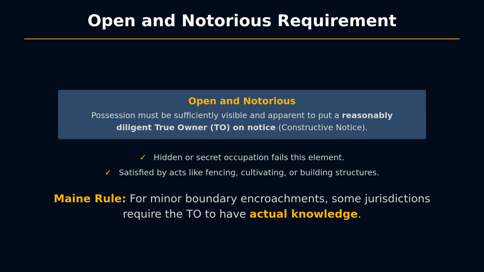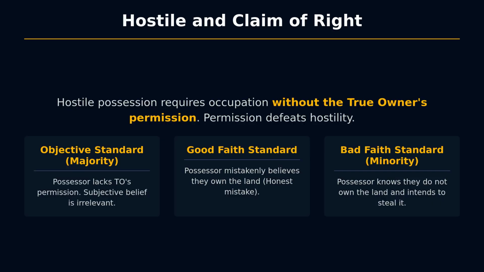In cases of minor boundary line encroachments, some jurisdictions, following the main rule, require the true owner to have actual knowledge of the encroachment. This actual knowledge requirement applies unless the encroachment is substantial and obvious enough to provide constructive notice. Hostile possession requires the possessor to occupy the land without the true owner's permission. Granting permission defeats hostility and transforms the occupation into a license or a lease, preventing the accrual of adverse possession time. Jurisdictions adopt different standards regarding the adverse possessor's subjective state of mind.